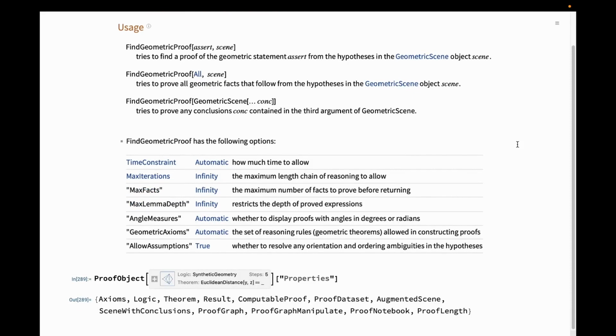We have many representations for it: a computable version, a data set version. Augmented scene and scene with conclusions are two ways of taking the facts that have been proved and recycling them into a geometric scene for further use, say, with RandomInstance. There are two graphical representations, the proof graph and the proof graph manipulate. The proof notebook is that classic two-column proof that at least U.S. high school students are used to, and of course the length.